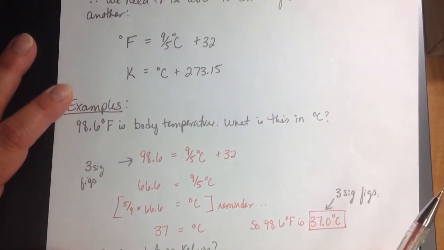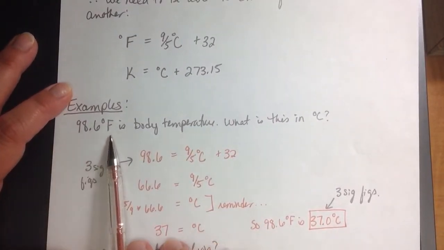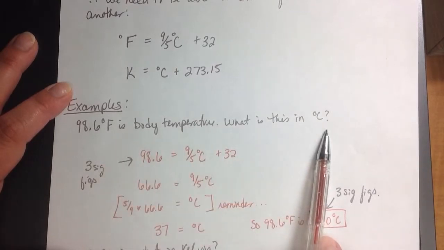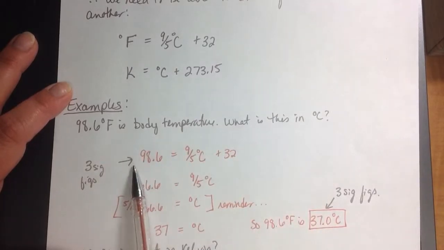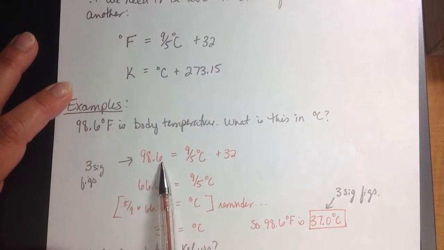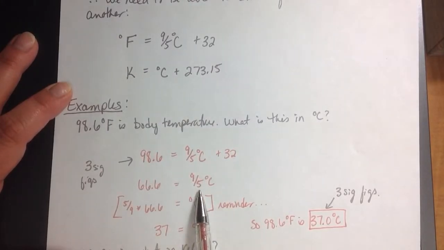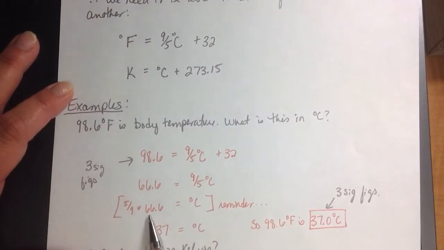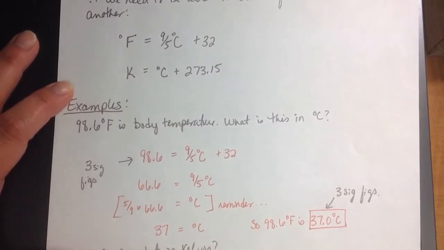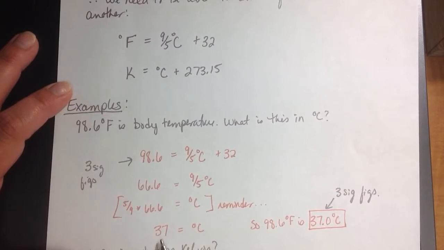So let's start with the problem. If you've got 98.6 degrees Fahrenheit, what is this in degrees Celsius? Remember, you've got 98.6, you subtract the 32 from each side, then multiply by 5/9. Remember how you have to reverse this from both sides? You could also say that this is 1.8 and divide by 1.8. That is the exact same thing. It should give you the exact same answer. So my answer is 37.